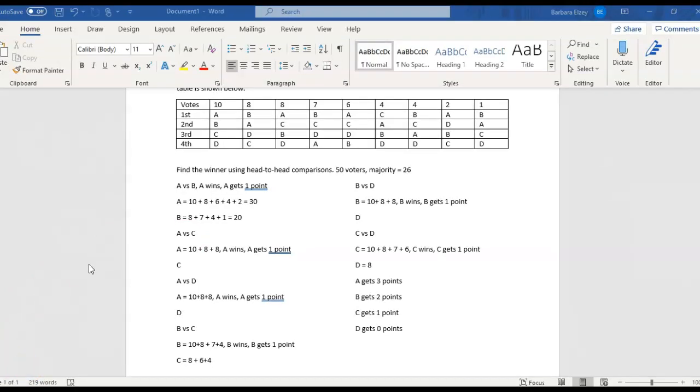Now, head-to-head comparisons is also known as pairwise comparisons, or your book will use Copeland's method. So realize if you see pairwise comparisons or Copeland's method, these are the same thing as you do your homework, and you're going to do the same thing we just did with these head-to-head comparisons.